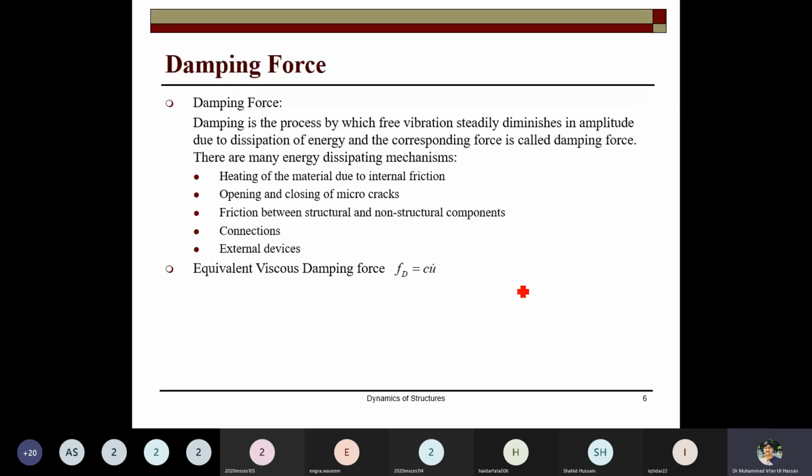Now the damping. Damping is a process by which a free vibration steadily diminishes in amplitude due to the dissipation of energy, and the corresponding force is called the damping force. There are many energy dissipation mechanisms, and different devices are used to dissipate the energy.